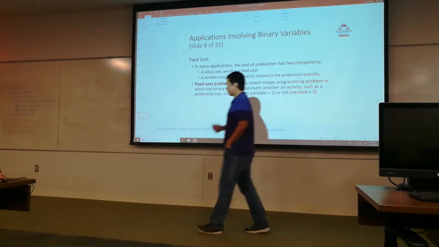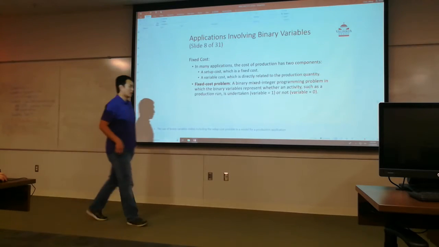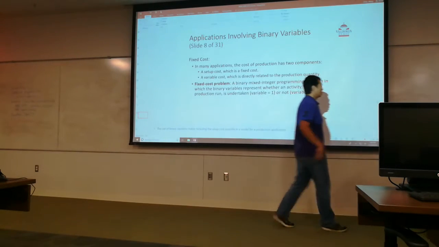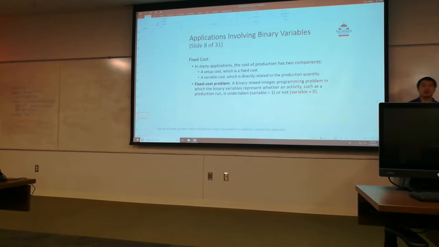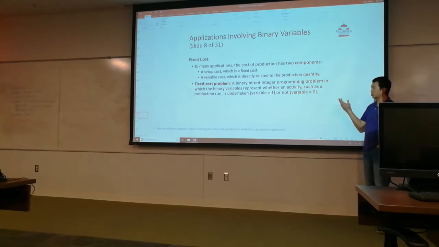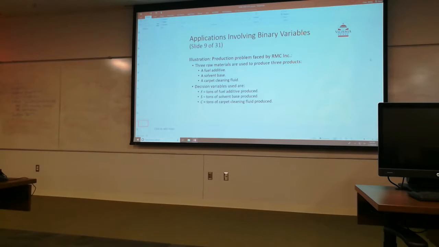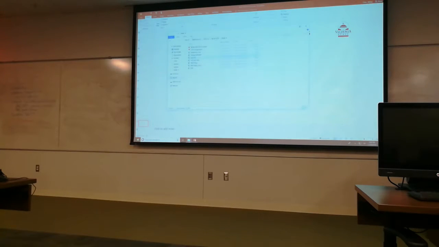So next problem is about involving the fixed cost. So sometimes when we do the production, when we try to make different types of products, we have to consider the fixed cost for producing one type of product. So we can use the binary variable to model the fixed cost problem. So here we have one example. If you could please open a file called RMC setup.